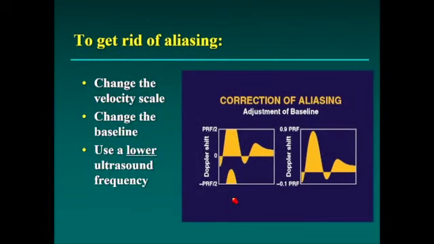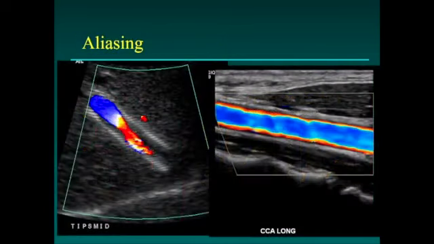So how do you correct for aliasing? Well, there's a couple of ways. You can change the baseline, which assigns more of that scale to the forward flow. You can change the velocity scale, in which case you're changing the PRF. Or you could use a lower Doppler frequency or adjust your angle to a higher angle. Just don't go above 60.